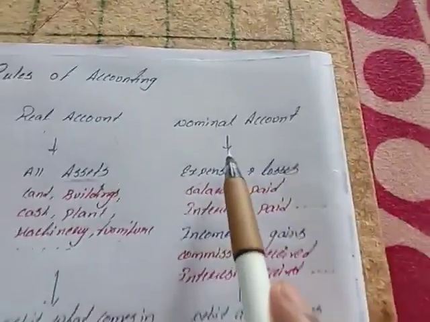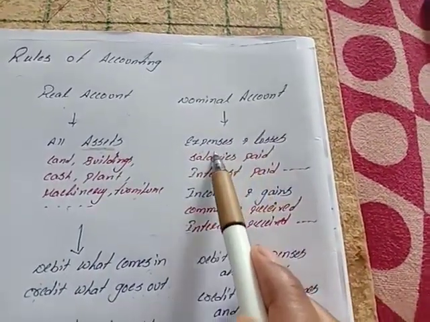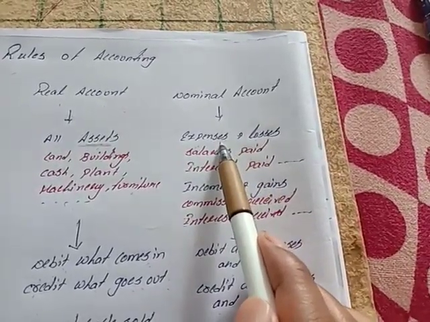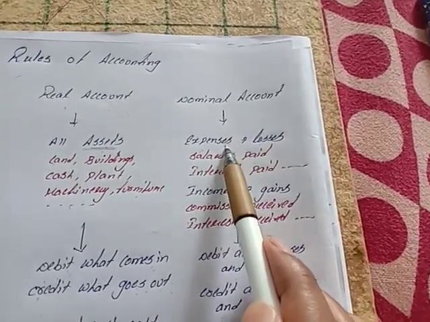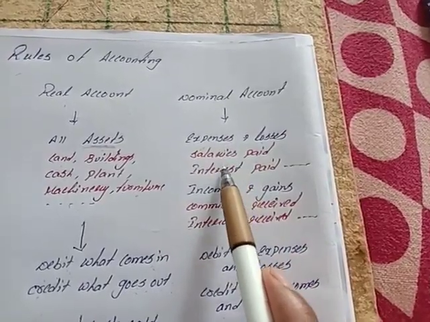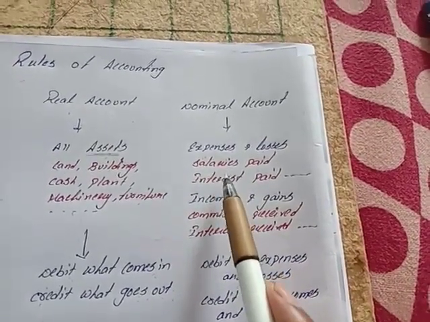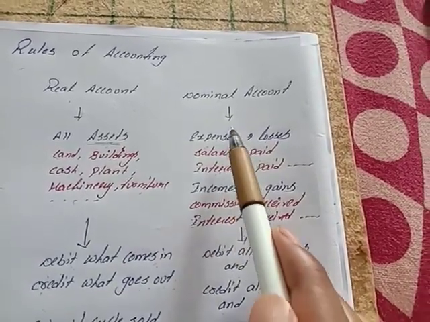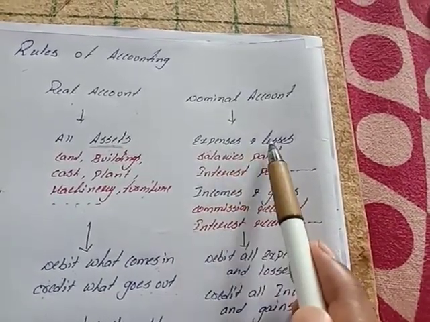And nominal account. Nominal account deals with expenses and losses. So what are the expenses? Sometimes we call expenses expenditures. Expenditures are nothing but things like salaries that we pay to our employees, interest that we have paid on the loans that we have taken. All this comes under the expenses and losses.